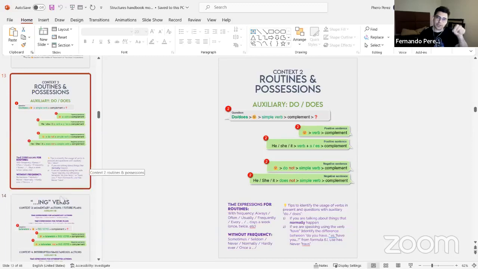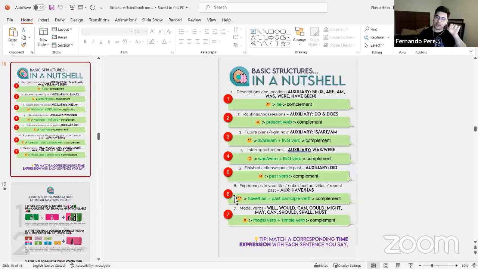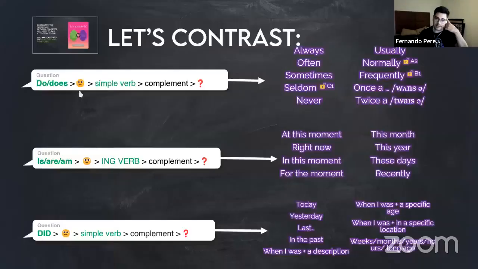In this course, we need to finish this course with 7 contexts. 1, 2, 3, 4, 5, 6, 7. Each context corresponds to one time expression. So there are 7 matches that we need to dominate. Time expression with verb. This will help you memorize formulas and memorize correct contexts. Everything depends on the time expression.